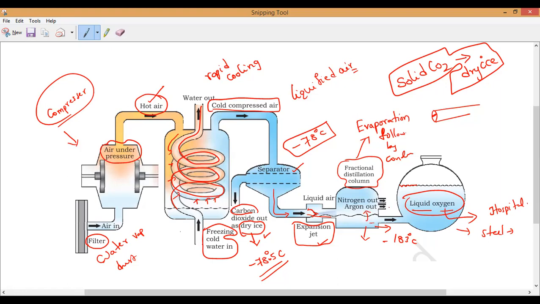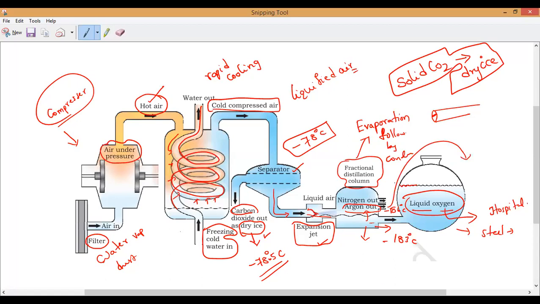After that, what temperature will come? Minus 186 will come. Understood? Very slightly less. So at minus 186 degrees Celsius, which gas will separate? Argon. Argon will separate, and this argon will be stored in a separate container.